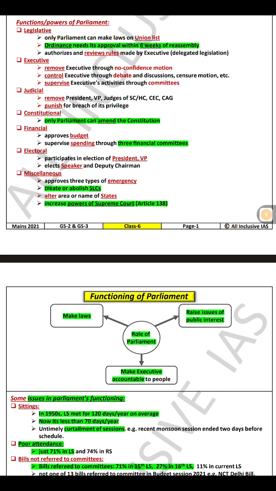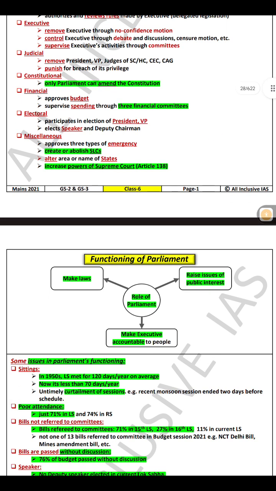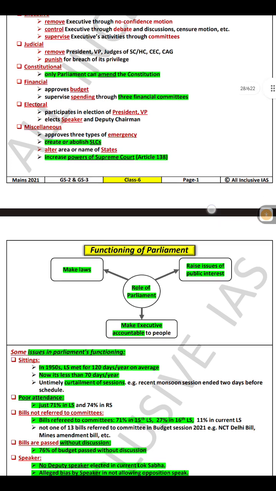Constitutional: only Parliament can amend the Constitution. Financial: it approves the budget and supervises spending through 3 financial committees. Electoral: it participates in the election of the President and Vice President, and elects the Speaker and Deputy Chairman.